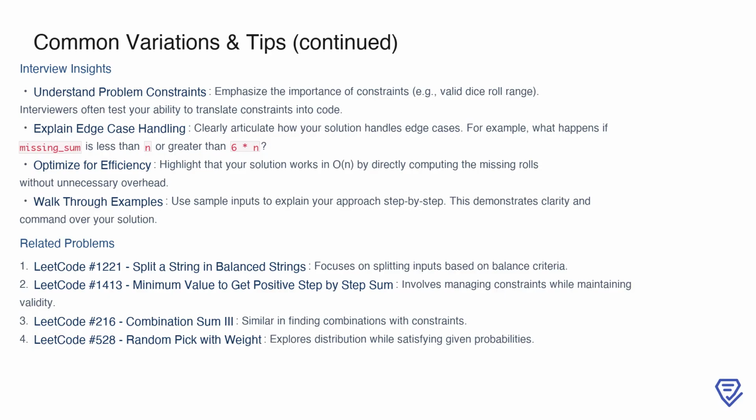For instance, problem 1221 involves splitting a string based on balance, while problem 1413 focuses on maintaining constraints to ensure a valid result. Problems like Combination Sum III or Random Pick with Weight also deal with distributing values under specific conditions. Familiarity with these related challenges can help you identify patterns and refine your approach for this problem.